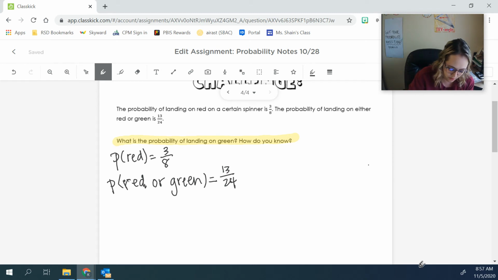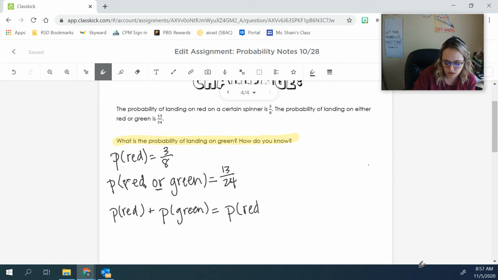Okay, so remember when we have this or here, that means that I'm adding together the probability of red plus the probability of green, and I'm getting the probability of red or green. That's true for any of these or probabilities, right? You can break them up into the two separate probabilities. So I know what red is, it's 3/8. I don't know what this is, but I do know that if I add those two together, they have to equal 13.